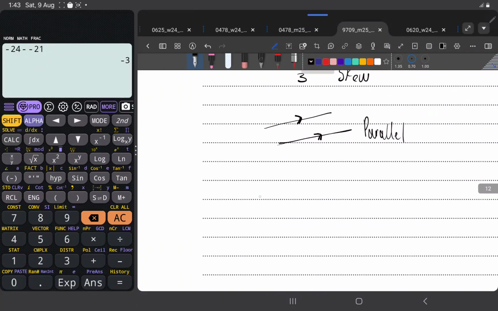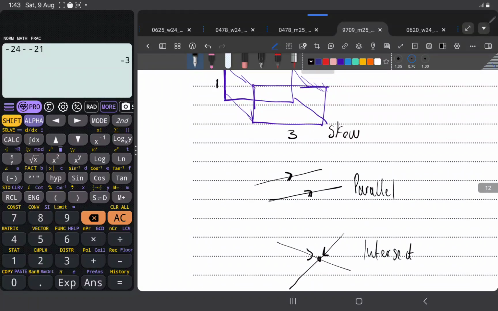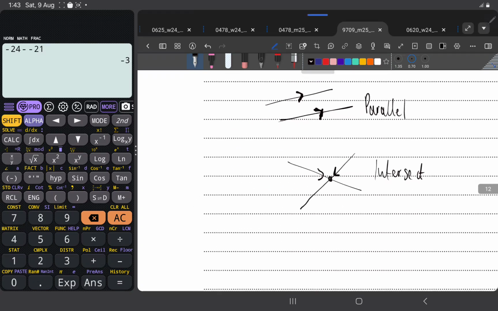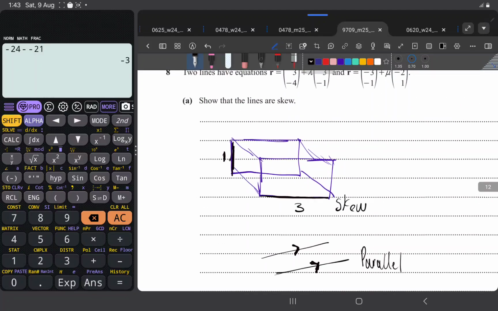Then we have the third situation where we say that the lines actually intersect. We can have lines that meet at some point, and we say these two lines intersect. So lines can either intersect, or be parallel, which means they won't intersect. Or you can have them not intersecting because they are skew, which means they face different directions and would never meet. So when lines do not intersect, they could either be parallel or skew.